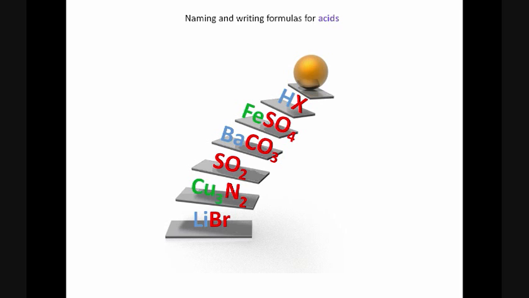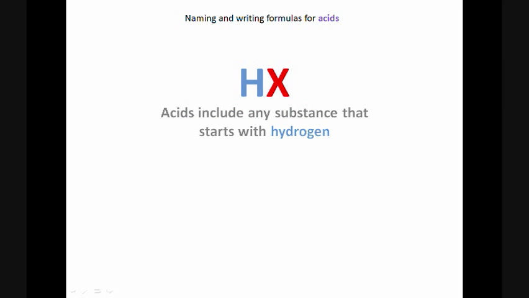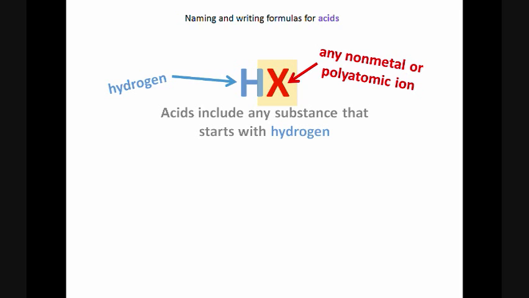just like the other categories. Acids include any substance that starts with H. So anytime we see a formula that has an H at the front, we know we're working with an acid. Acids always have the form HX. The H stands for hydrogen, acting like a metal here. That's why it's blue. It's behaving like a blue element this time. And the X stands for the nonmetal, or the polyatomic ion that is bonded to the H.